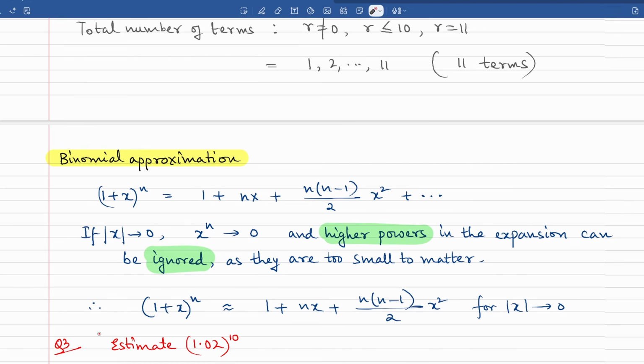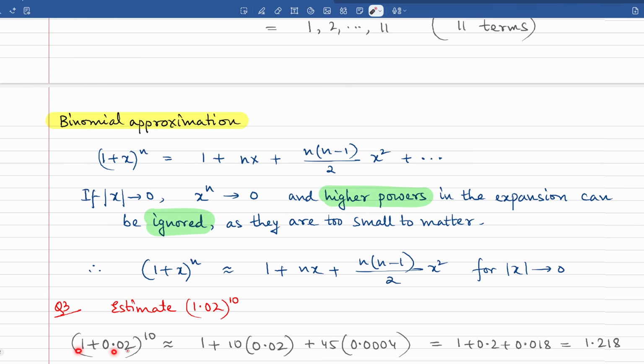Should be fairly easy. You just have to take x is equal to 0.02. See, 1.02 to the power 10 is approximately equal to 1 plus 10 into 0.02 plus 45 into 0.02 whole square, which is 0.004. Simplify it and you get 1.218.